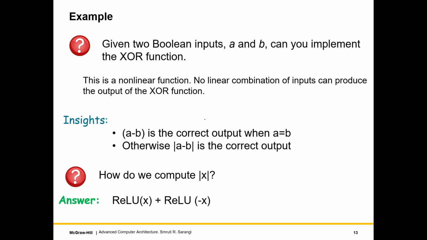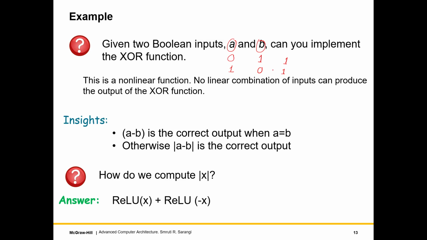Now let's work out an example. Here the question is that we are given two Boolean inputs, Boolean variables a and b. We need to implement the exclusive OR function, or the XOR function, which is a nonlinear function, as we shall see. If a is 0 and b is 0, then the output is 0. If any one of them is 1, so if a is 0 and b is 1, then the output is 1. Similarly, if a is 1 and b is 0, the output is 1.